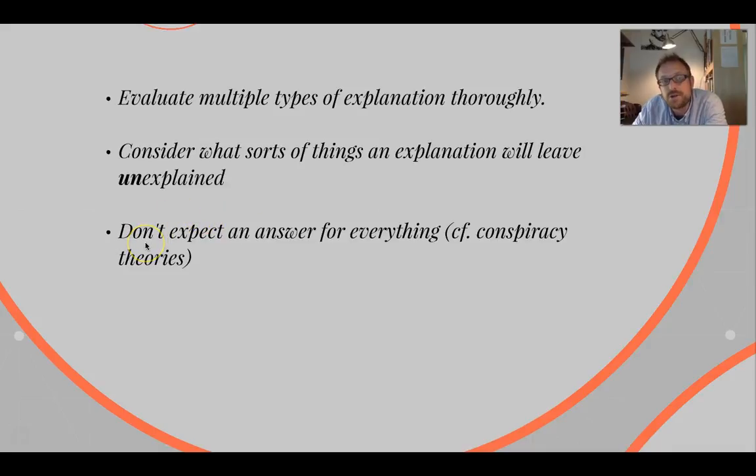For instance, the other thing is also don't expect an answer for everything, right? This is one of the problems with people who are conspiracy theorists. They see correlations everywhere, and then the conspiracy theorist goes one step further and not only sees correlations everywhere, they start to see causal relationships everywhere, right? Some things we just can't explain because we lack the sufficient resources to explain their causal relations or their correlational relations. So don't necessarily expect an answer for everything.